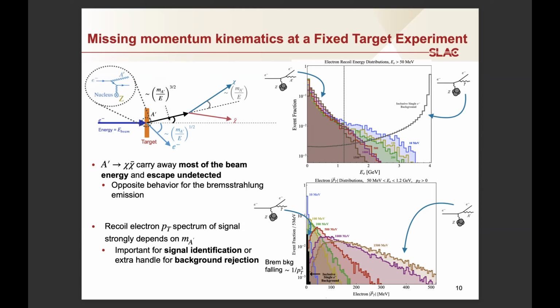You can measure the energy with a calorimeter, but you can also measure the momentum of the recoil electron. And you can see on the bottom part of the slide, as I was saying before, it's very discriminant in finding the mass of the A prime. So it can be used for signal identification rather than background rejection.